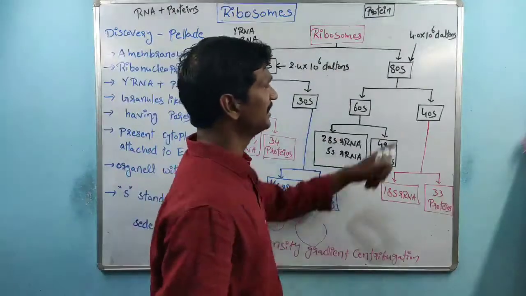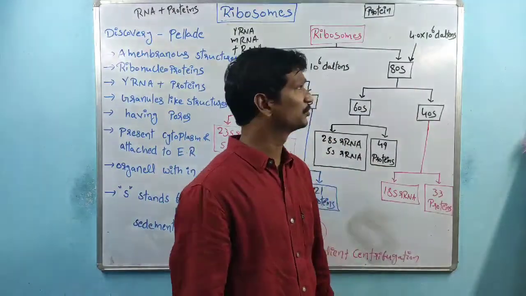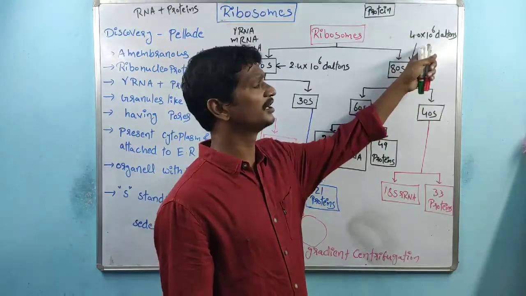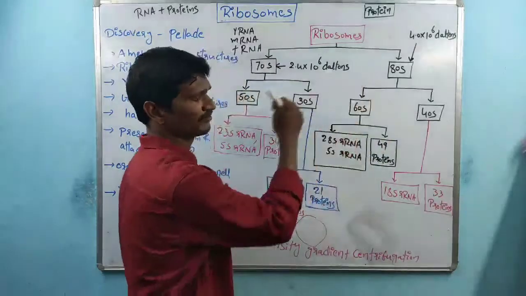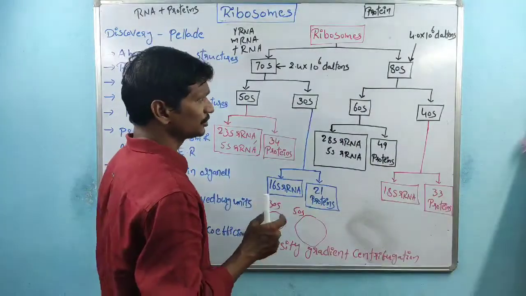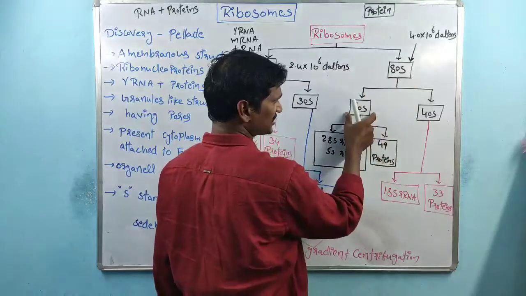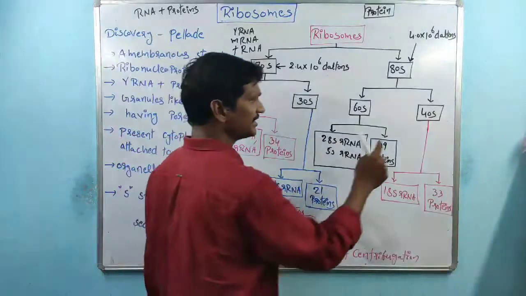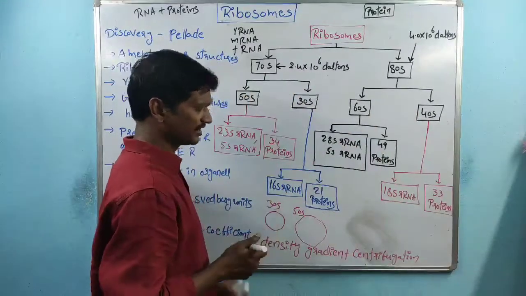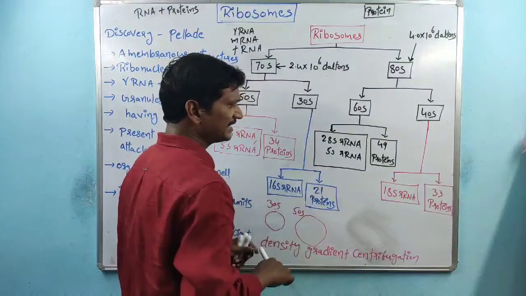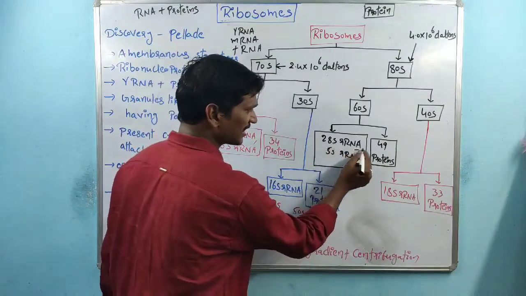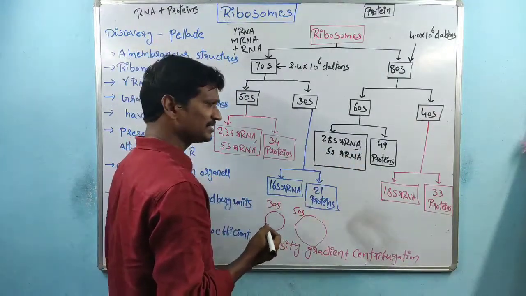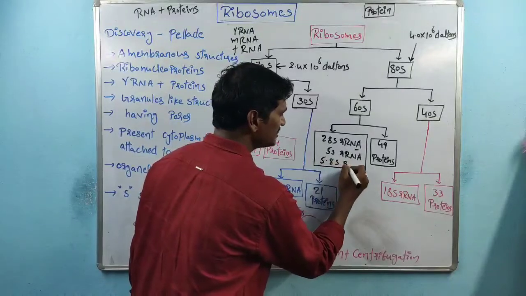And coming to the next one, the 80S ribosome. Within the 80S ribosome, the molecular weight is 4 into 10 to the power of 6 Daltons. That is the molecular weight of the 80S ribosome. Right? Within the 80S ribosome, there is a 60S large subunit and a 40S small subunit. In the 60S, there is 28S rRNA, 5S rRNA and 5.8S rRNA.